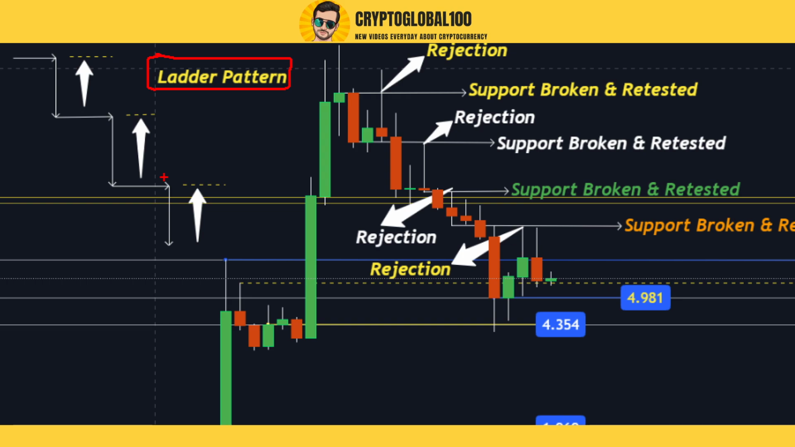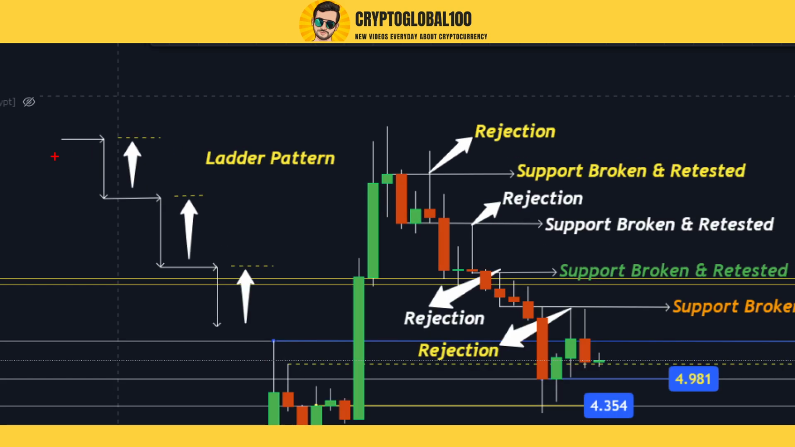Please pay close attention. First, you can take a look at this ladder pattern. What is a ladder pattern? Let me show you. Whenever a certain support level is broken, we form a new support. Then the candles retest the previous support and get rejected, and we see another level getting broken down, forming a new support, and then the same phenomenon happens again and again until we form a support level from where the price starts to move towards the upside.